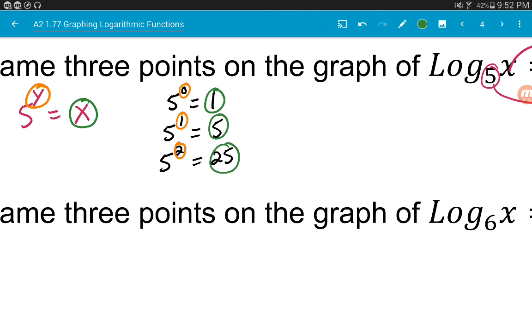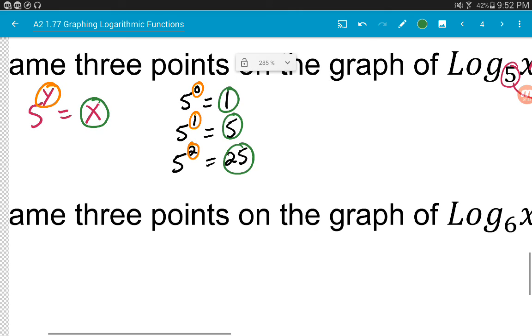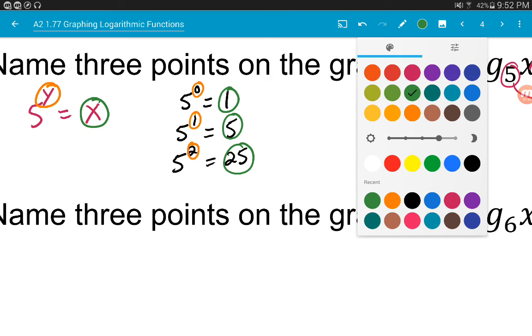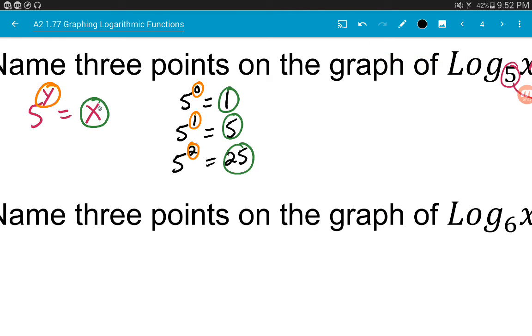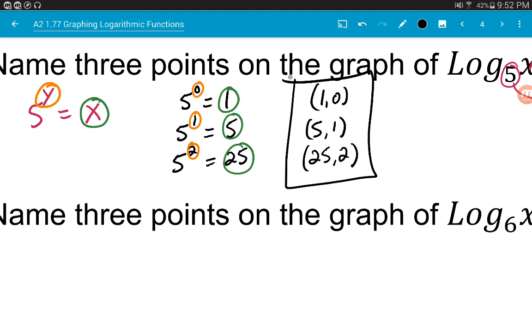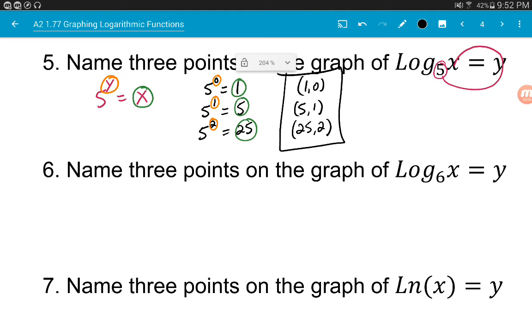This is the inverse of an exponential function, so it behaves kind of opposite. So let's see, what are my points? X, comma, y, so green then orange. So 1, comma, 0, 5, comma, 1, and 25, comma, 2. These are 3 points on the graph of that function. So if you're asked to find points on the graph, not having a calculator is not a good excuse.